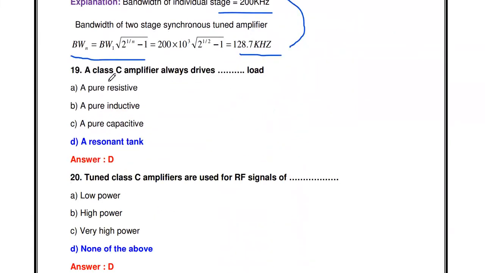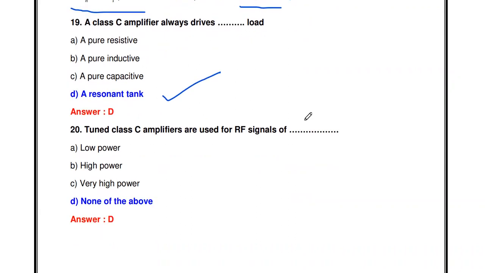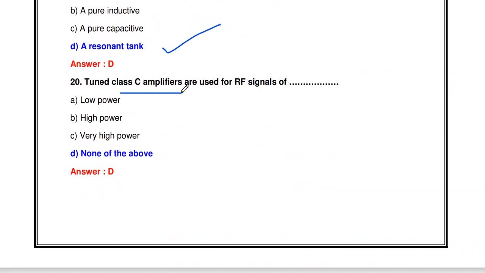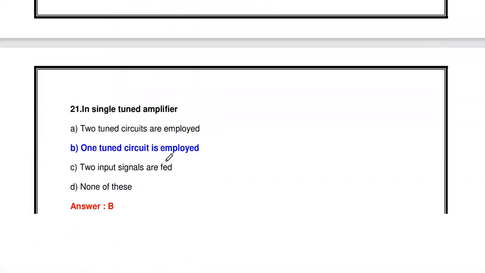Then the next one: a class C amplifier always drives dash load. The class C amplifier always drives a resonant tank circuit; resonant tank circuit means LC circuit. Then the next one: tuned class C amplifiers are used for RF signals of dash: low power, high power, very high power, none of the above. It is not low power, high power or very high power. It's a moderate power.